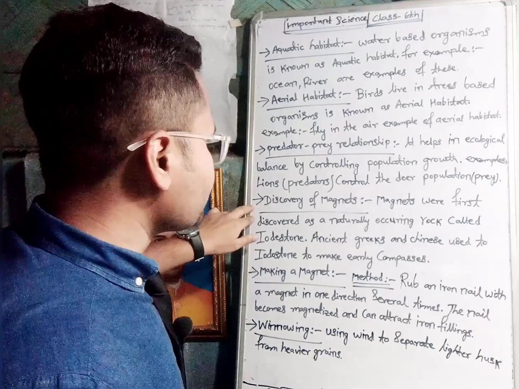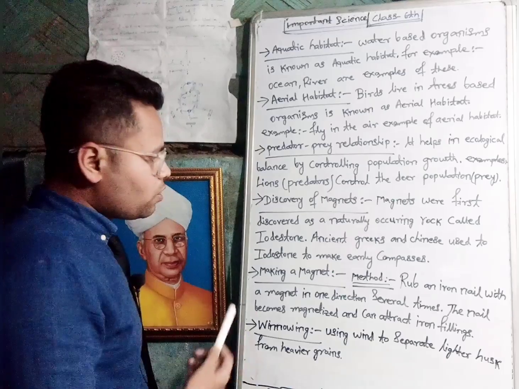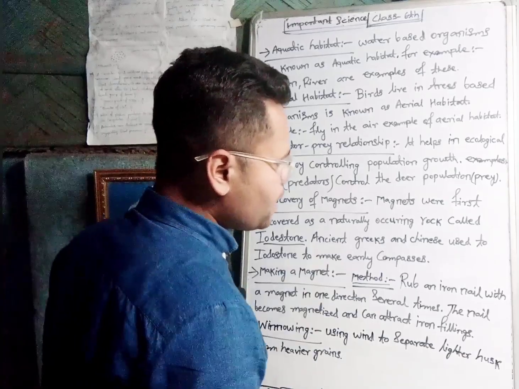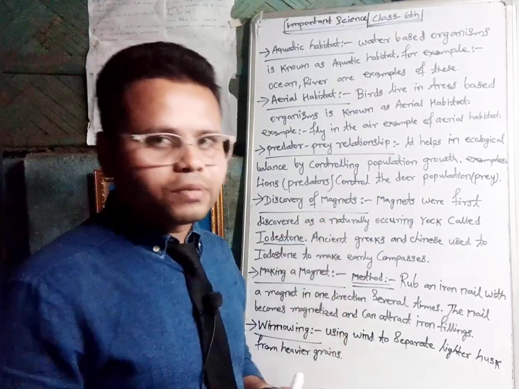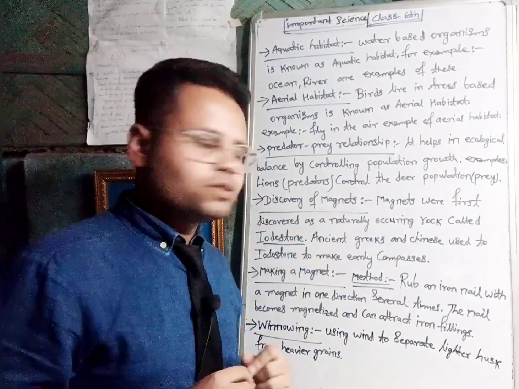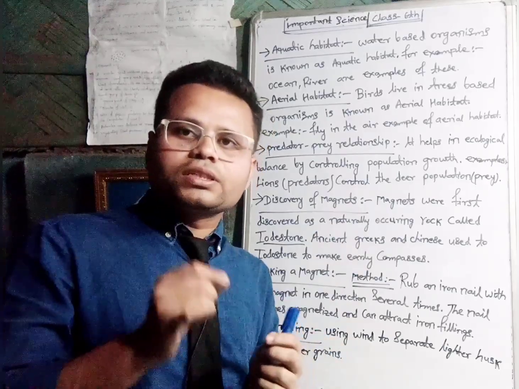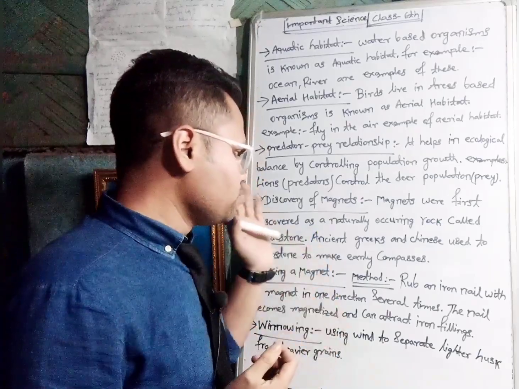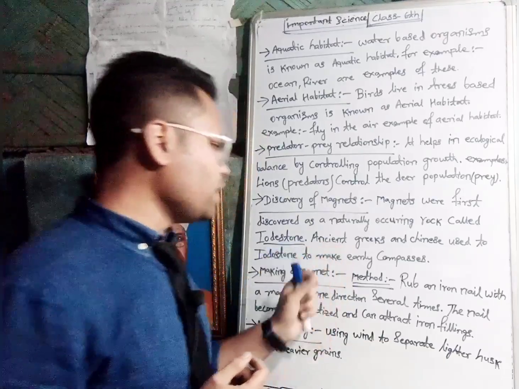There is also the discovery of magnets. Magnets were first discovered as a naturally occurring rock called lodestone. The ancient Greeks and Chinese used lodestone to make early compasses. So early compasses were made on the basis of lodestone, which was the discovery of magnetism.